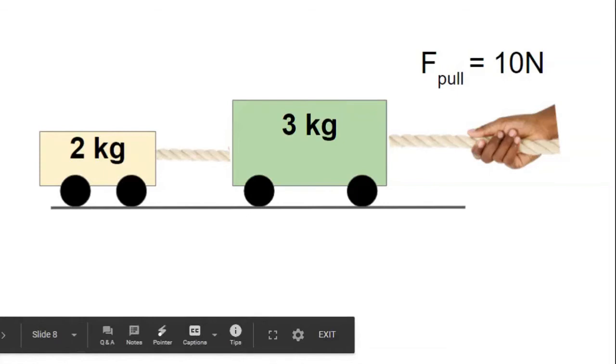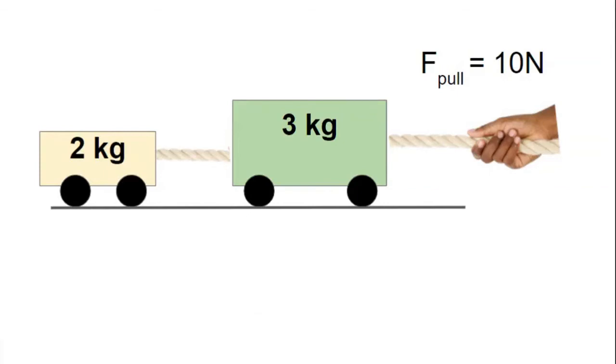The next example we consider will be very similar. We still have a 2 kilogram and a 3 kilogram cart that are attached to one another, giving us a system that has a mass of 5 kilograms. We are still applying a 10 Newton force to the right, but this time we are pulling on the 3 kilogram cart with a force of tension.